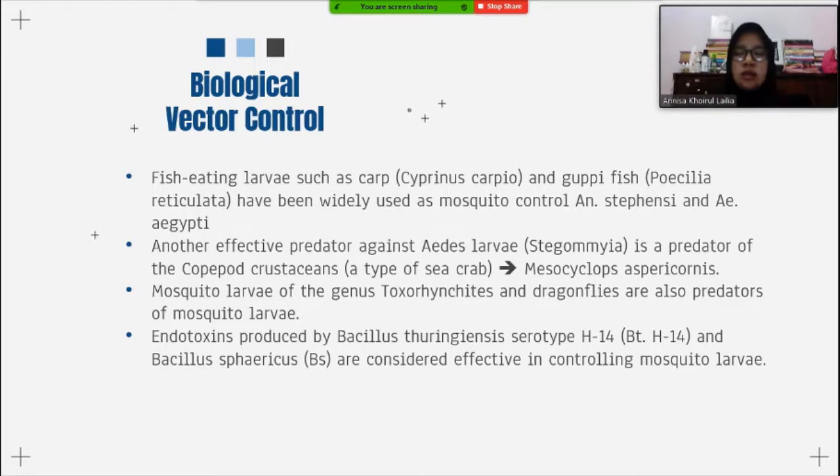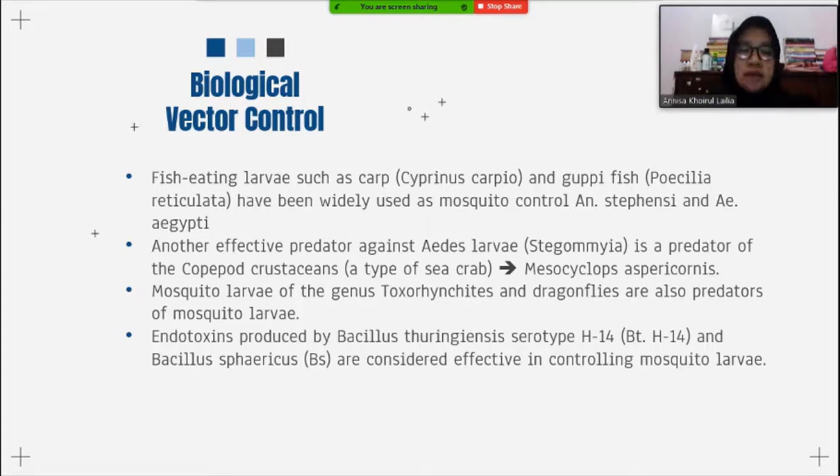And then the next is biological vector control. Larvae-eating fish, such as carp and guppy fish, have been widely used as mosquito control. And another effective predator against Aedes larvae is the copepod, and also the genus Toxorhynchites, which is also a predator of mosquito larvae, and also the endotoxin produced by Bacillus thuringiensis is also considered effective in controlling the mosquito larvae.